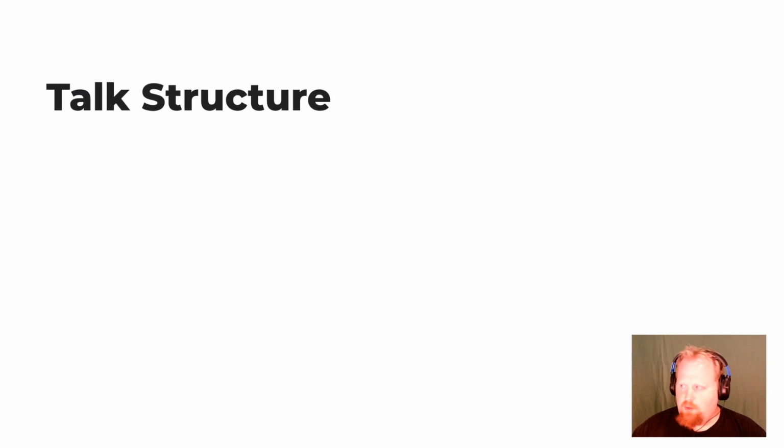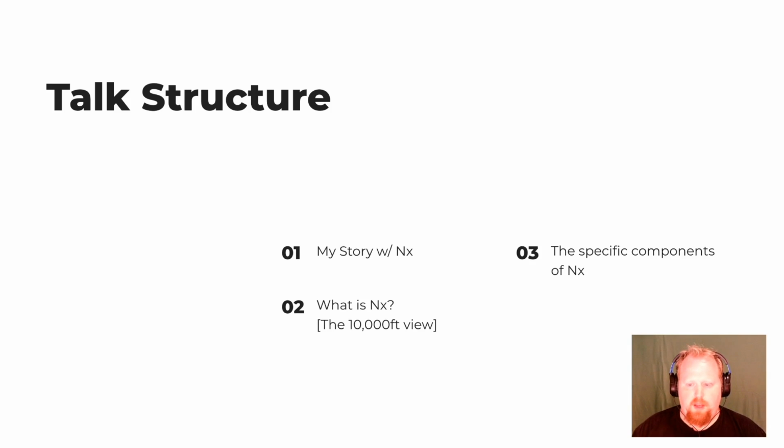Going into our talk structure a little bit. We're going to break this talk up into 4 parts. First, I'm going to give you a little bit of my story with NX and my history. Then we'll talk a little bit about what is NX, a 10,000-foot view. Next, we'll talk about the specific components of NX, how you use it. And finally, we'll go into a section on empowering developers, empowering the community, how NX sets out to do that.